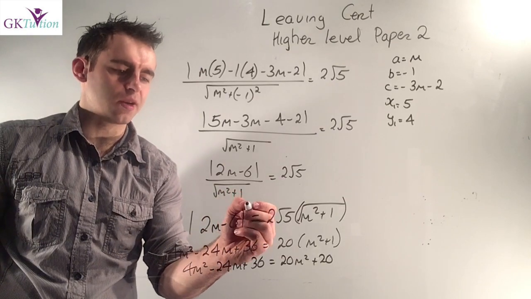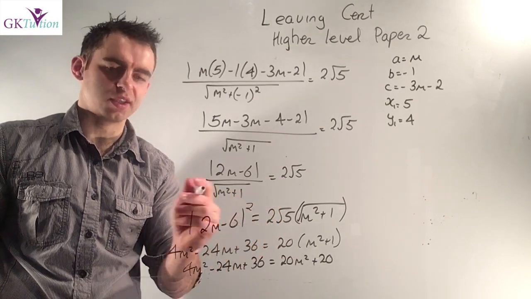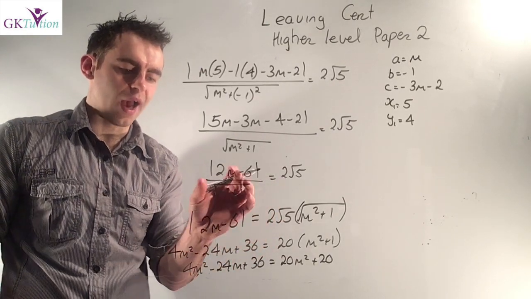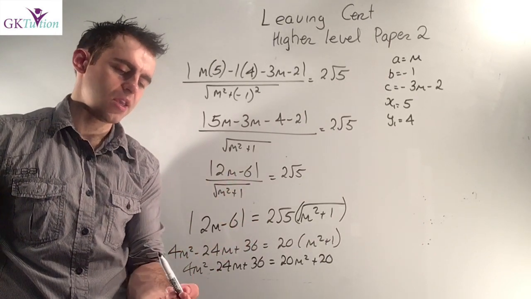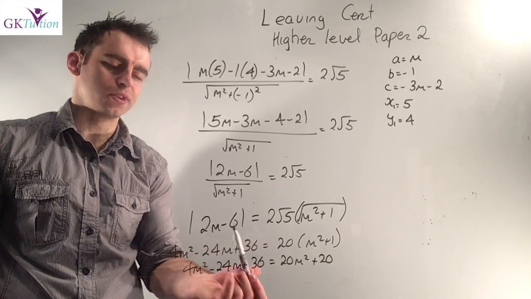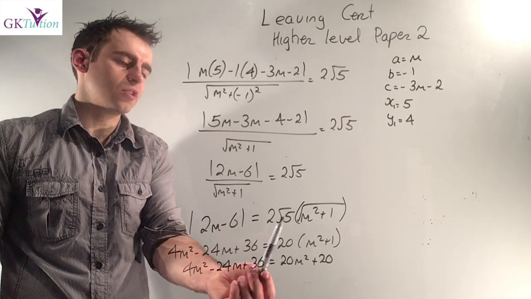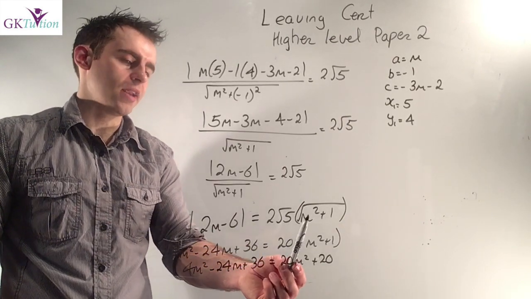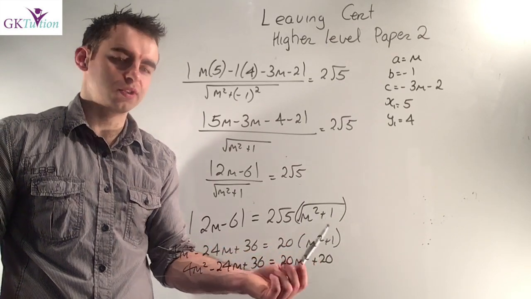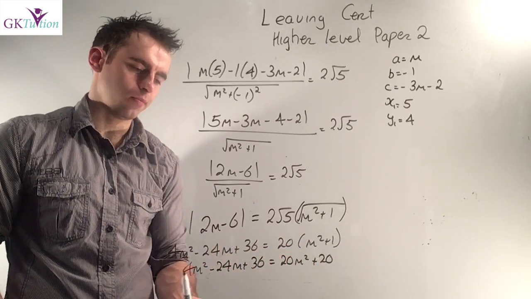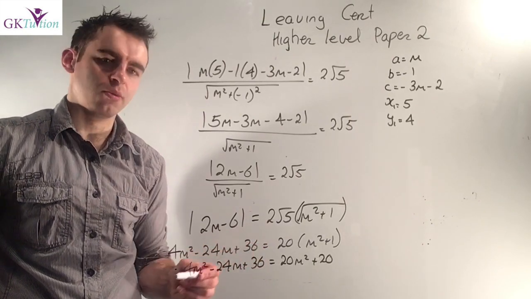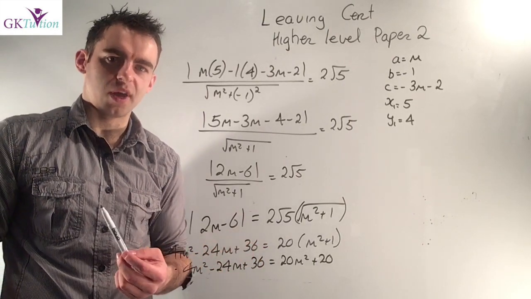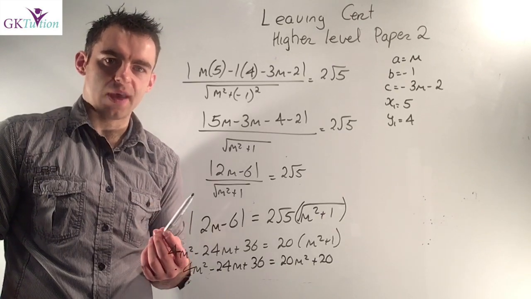A big mistake was a lot of people thought that the squared and the modulus will cancel each other out. You have to actually multiply 2m minus 6 by 2m minus 6. You get 4m squared minus 24m plus 36. On the right hand side, 2 root 5 squared is 20. And root m squared plus 1 squared is just m squared plus 1. So if I multiply it out, at this stage I have an m squared, an m, and a number. So I'm just going to bring everything to one side, factorize, and find the values of m.